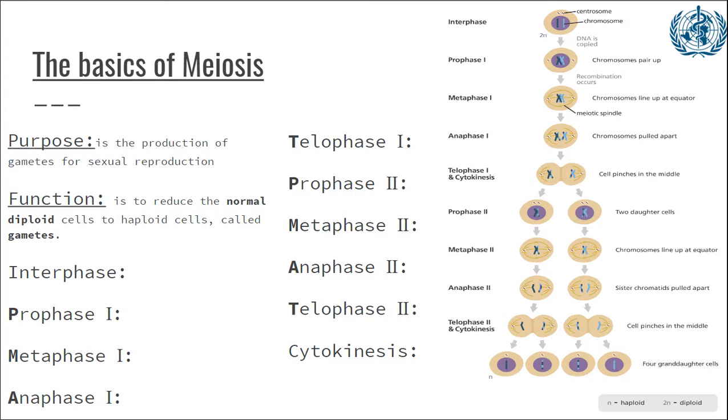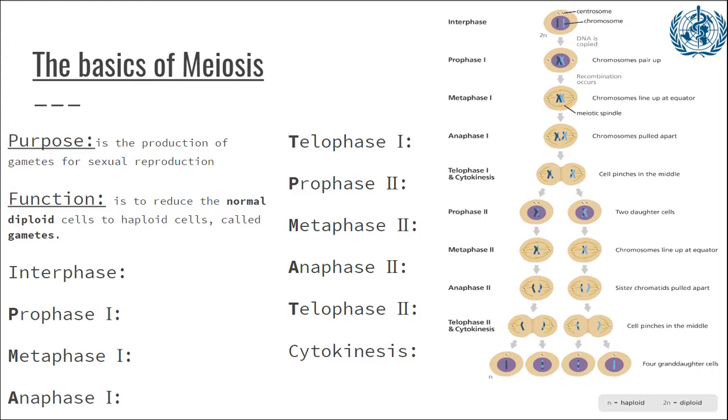Then in metaphase 2, the 2 daughter cells line up again along the center of the cell, and the mitotic fiber at each pole attaches to each of the sister chromatids. Next we have anaphase 2 in PMAT 2. In this stage, the sister chromatids are torn apart by the mitotic spindle.